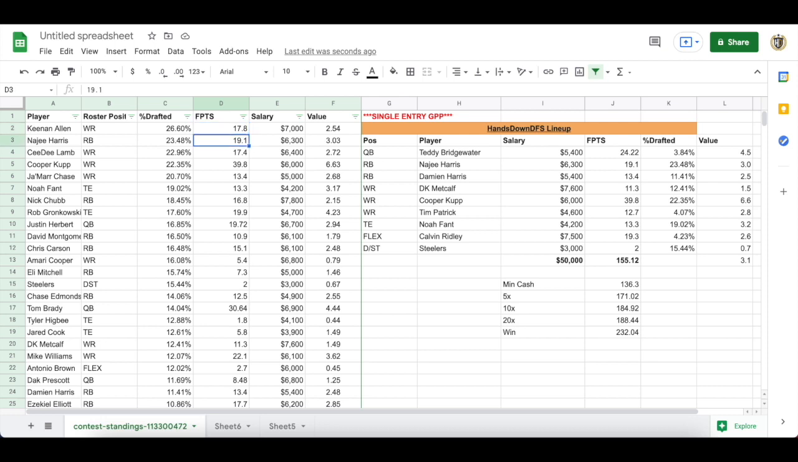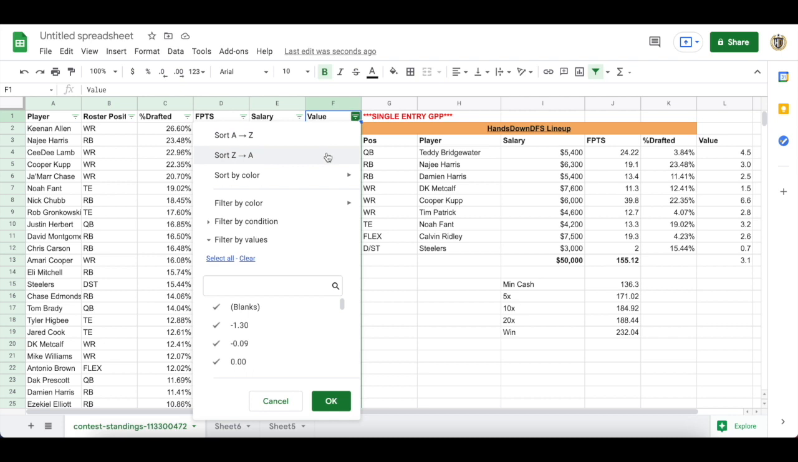Keenan Allen, 18 points. Najee Harris, we had 19 points. CeeDee Lamb, 17. 13 in this range. Obviously, Cooper Kupp's the exception here at 40 points. But just an average game from the chalk. They didn't kill you. They didn't break the slate. Probably didn't go wrong there.